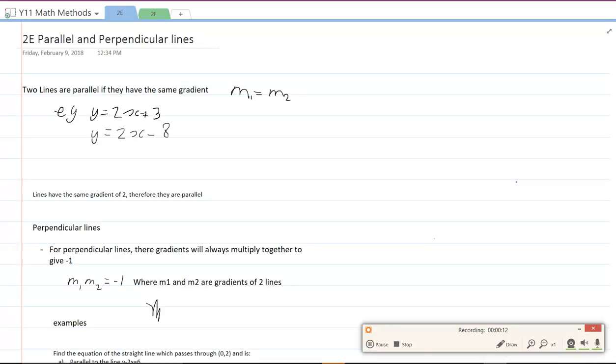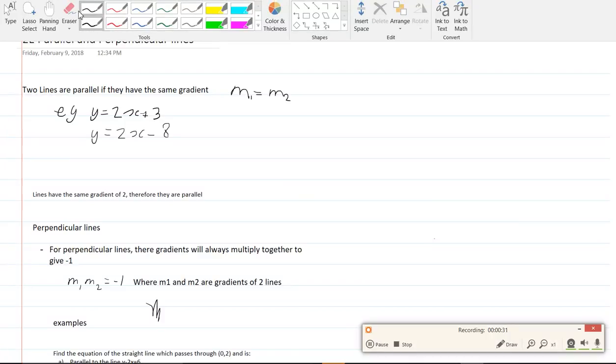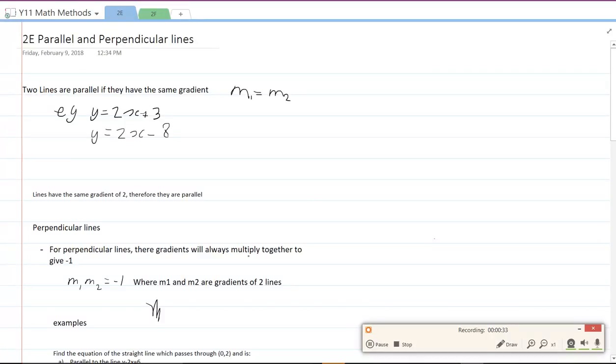As we've discussed before, if two lines are parallel, it means they must have the same gradient and they will never intersect. So m1 would be equal to m2. If you have two lines, for example, y is equal to 2x plus 3 and y is equal to 2x minus 8, you'll notice that both lines have the same gradient of 2 when you look at the standard form for a line. Therefore, they must be parallel.